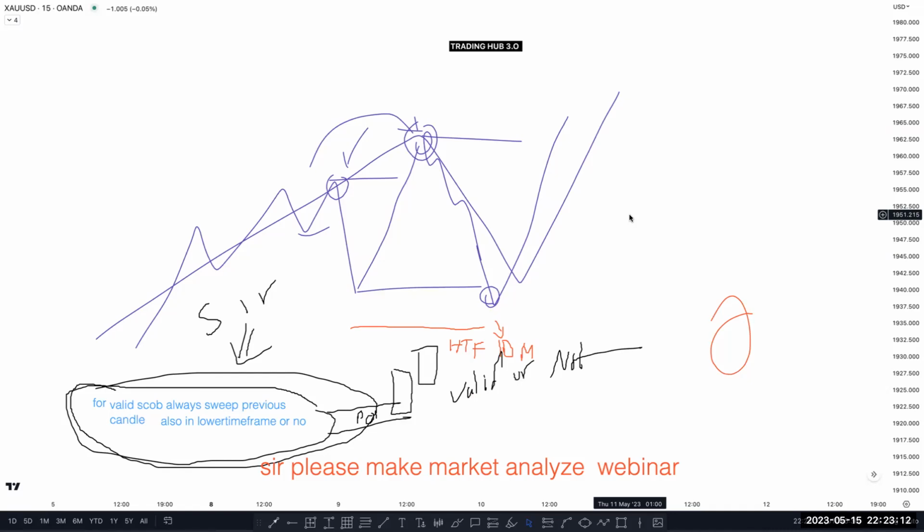The order block created by a news move, is it valid or not? Sir, I don't trade on news and fundamentals, so I have no idea actually. I trade based on SMC only.